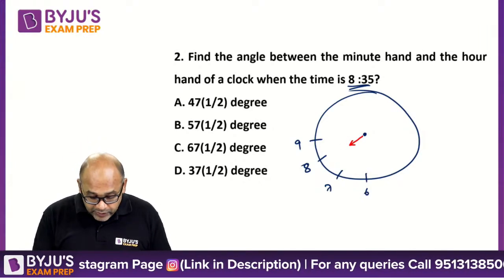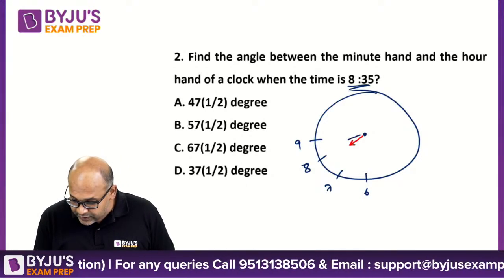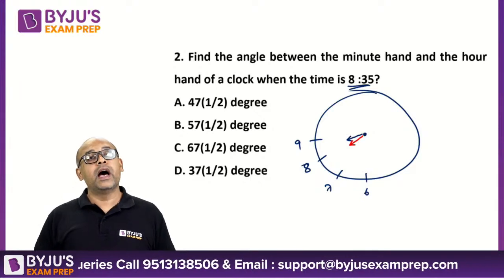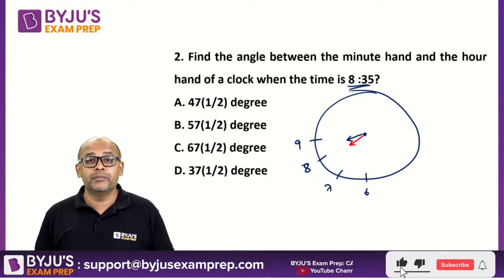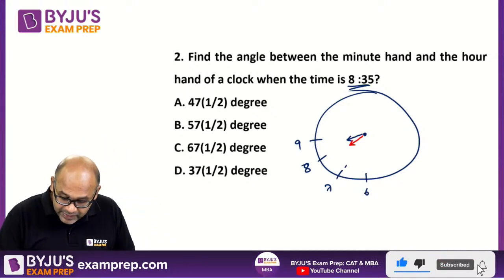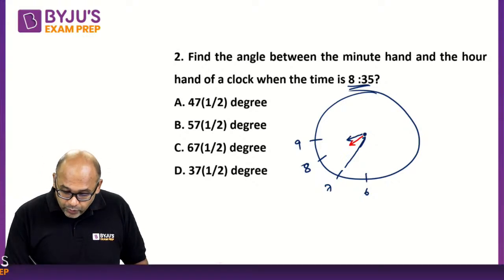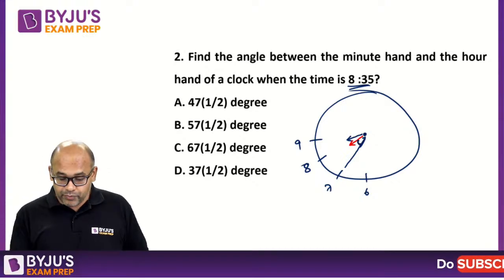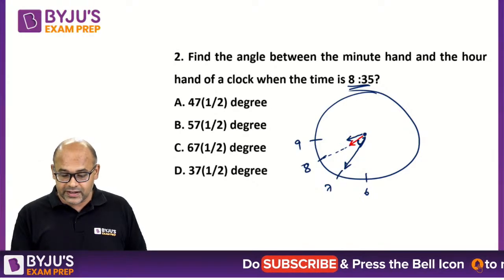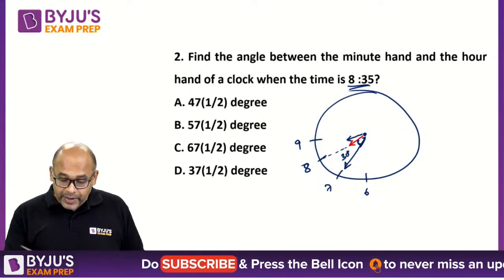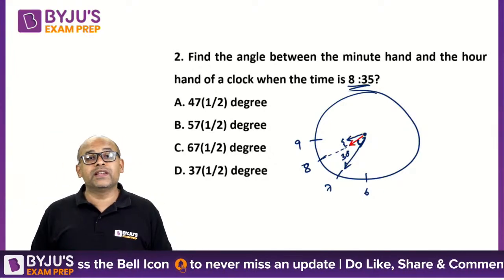Now the current position, I'll draw it in a different color. This will be here. And because it is 35, we know the exact position of the minutes hand. 35 means the minutes hand will be here. Now, I know what this degree is. Because pointing at exactly 8 and pointing at 7, this degree is 30 degrees. But I want to add this extra.